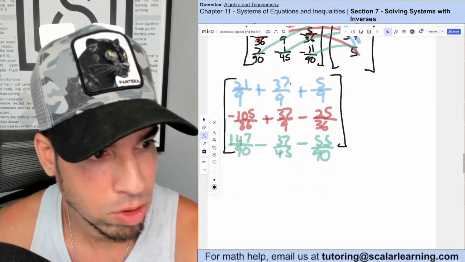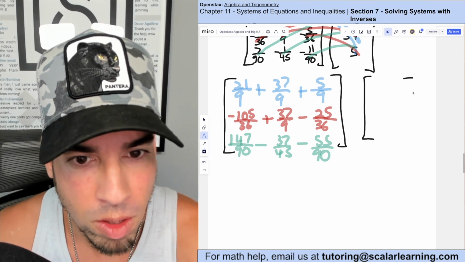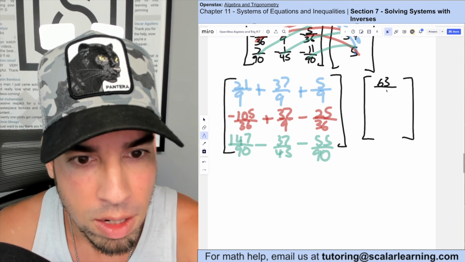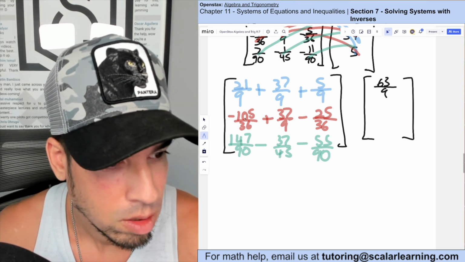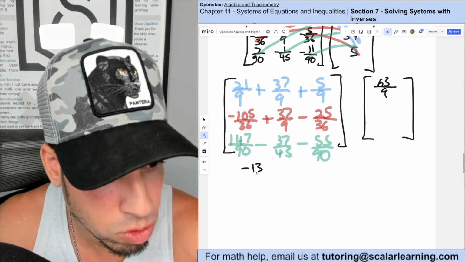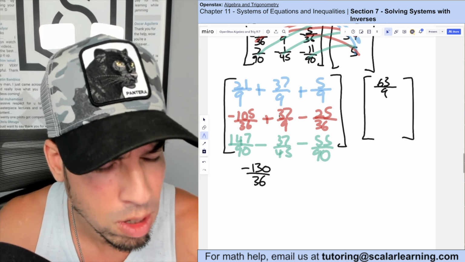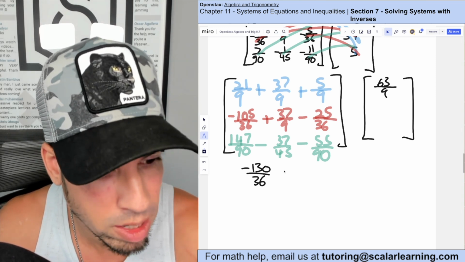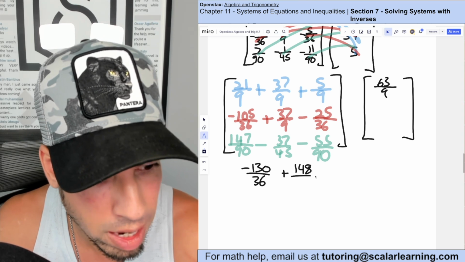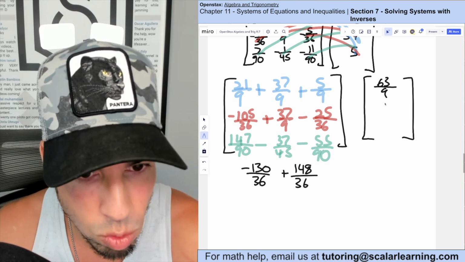So 21 plus 37 is 58 plus 5 is 63 over 9. Okay, that's x. Then we got negative 105 minus 25 is negative 130 over 36 plus 37 over 9. Multiply top and bottom by 4. That's 120 plus 28 is 148. So we got 148 over 36. That's going to be 18 over 36 or 1/2.